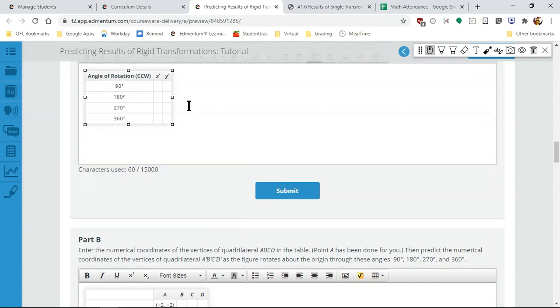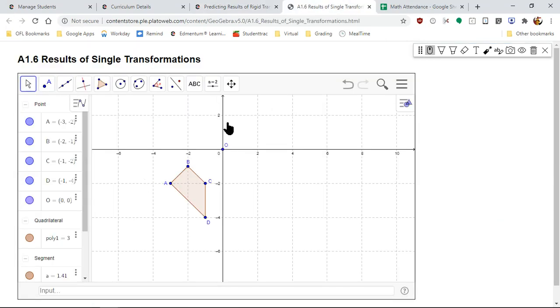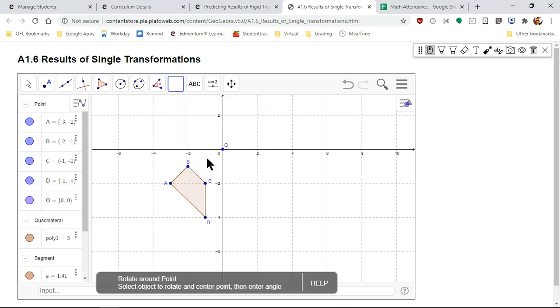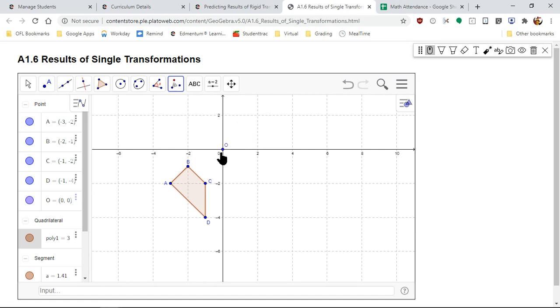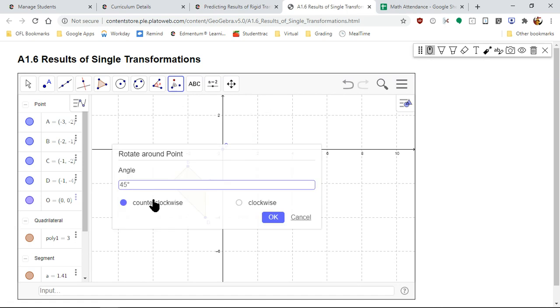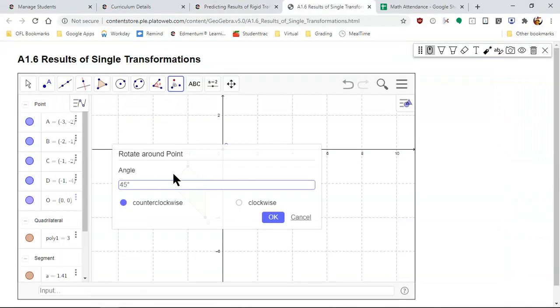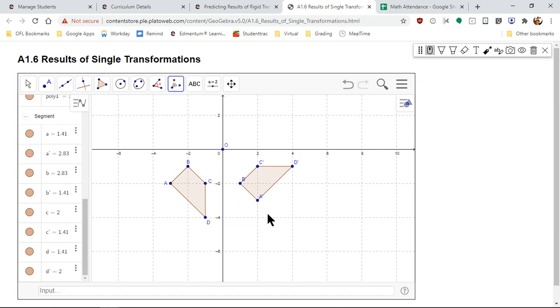Reflections. I think it was either an activity or a mastery test I was helping someone with. So what we're going to do here is rotate. I want to rotate about a point. I'm going to click my shape, click my point, and make sure I'm on counterclockwise. I want to do counterclockwise 90 degrees. I'm going to click enter.